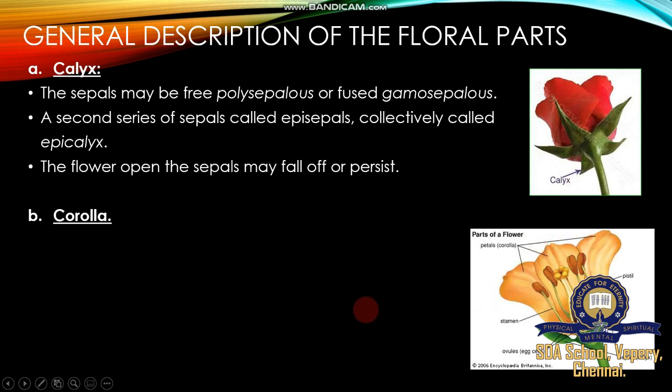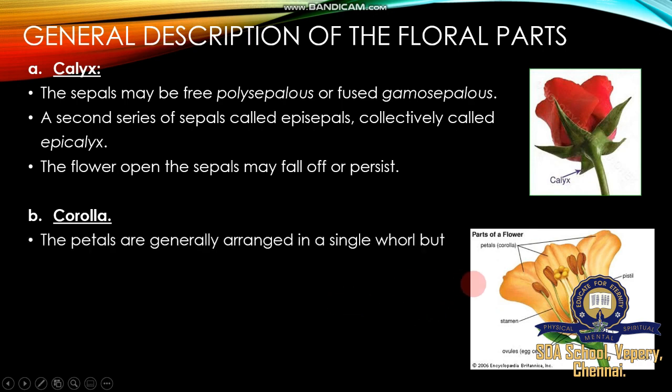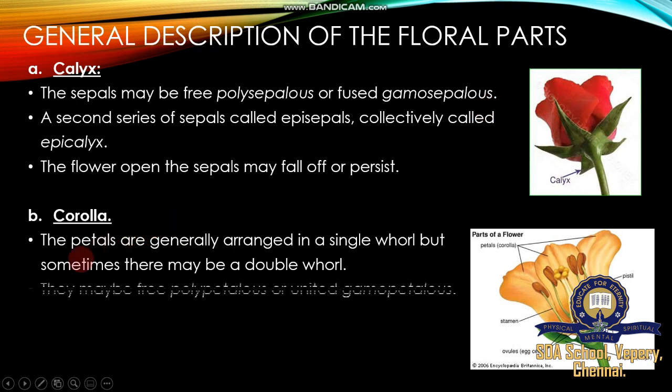It's a small cup-like, dome-shaped structure. The petals are generally arranged in a single whorl, but sometimes there may be a double whorl. Petals normally have only one whorl, for example hibiscus, and many whorls, for example the rose flower. Then they may be free, polypetalous, or united, gamopetalous.